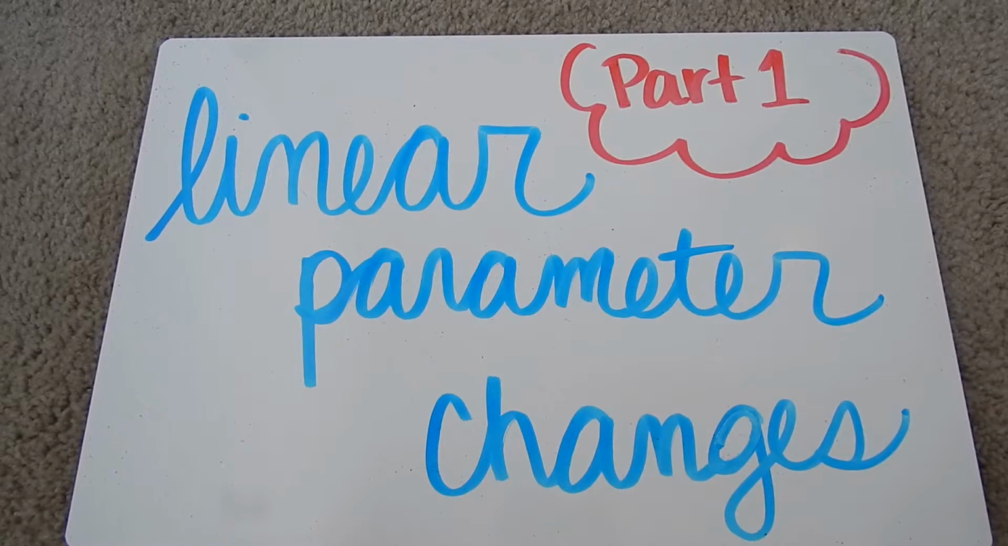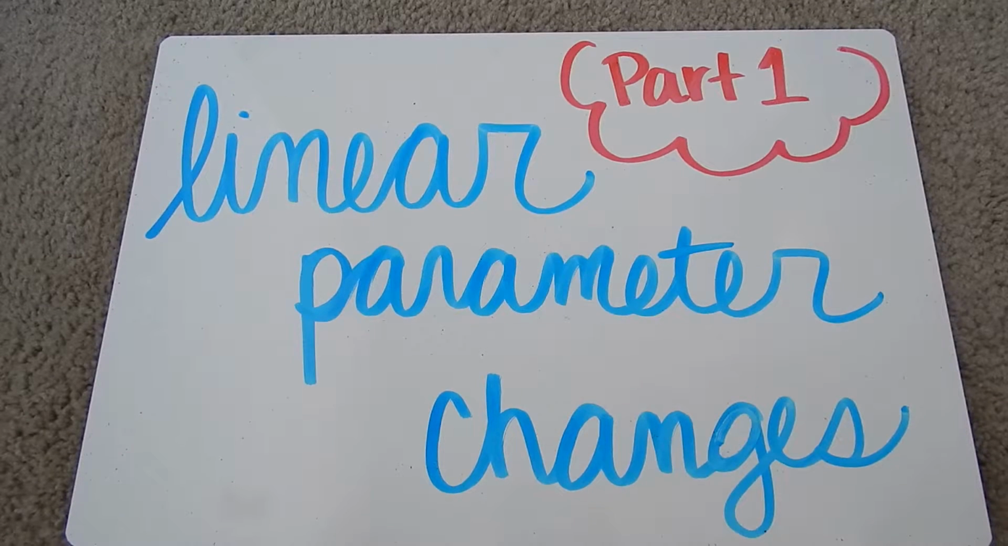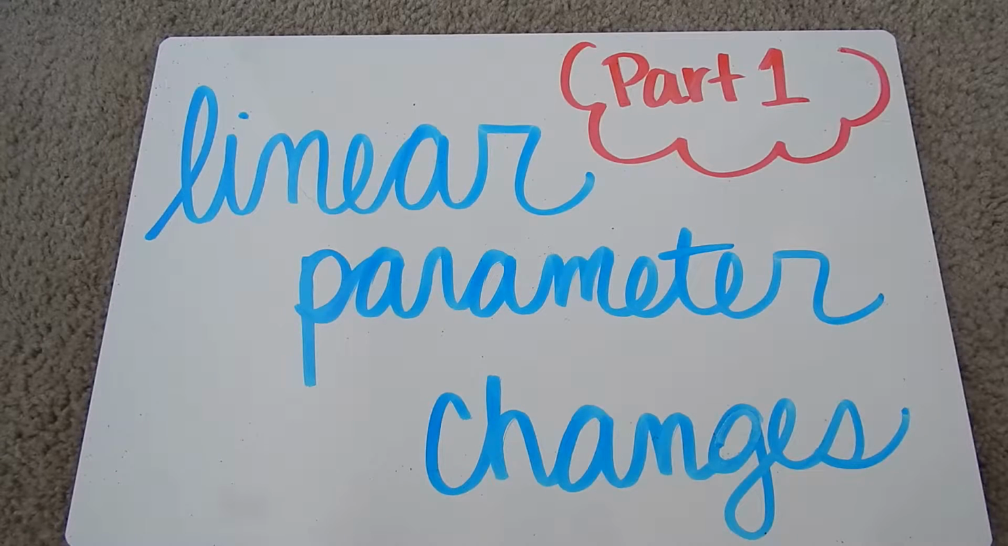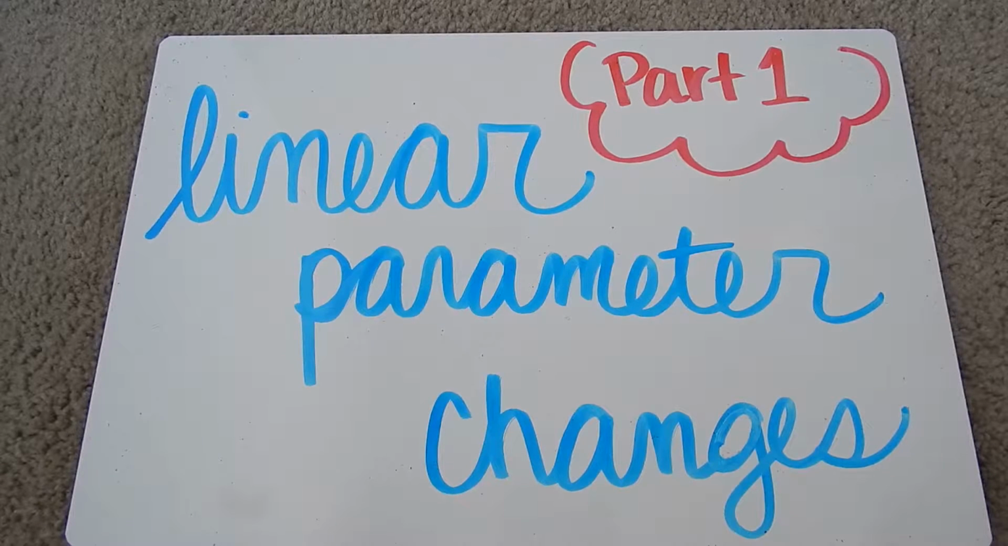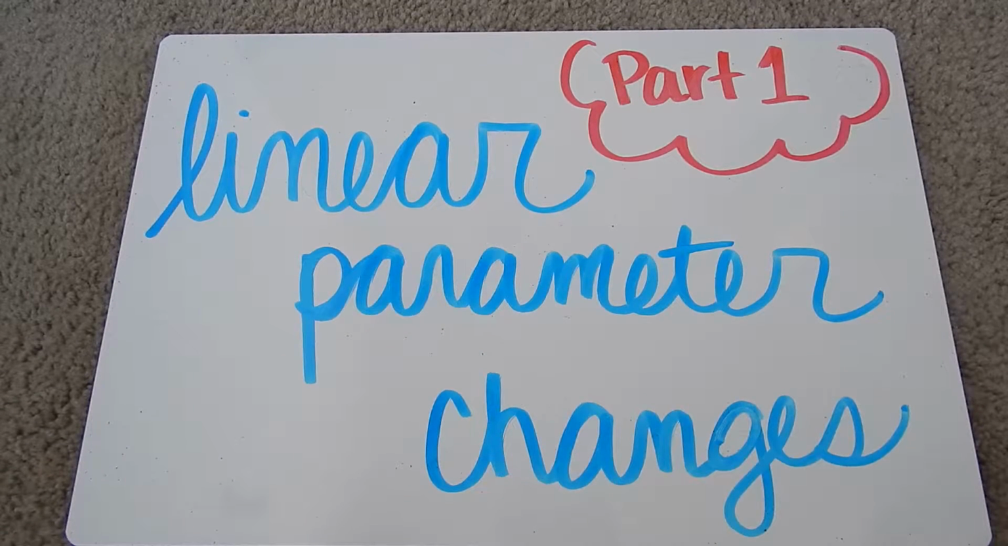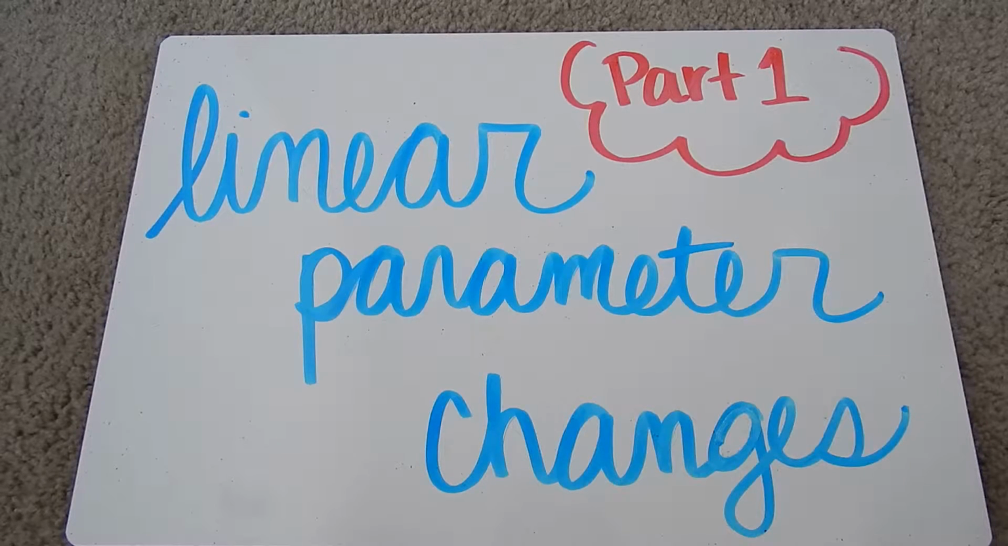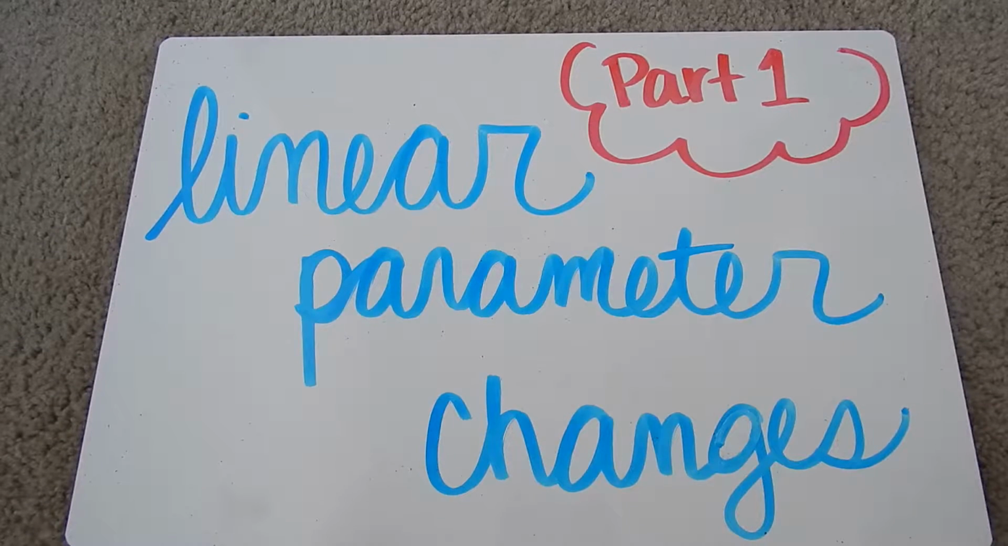Today's lesson is over linear parameter changes. Part 1. We're going to be looking at today how changing the m, the slope, and the b, the y-intercept, will affect our lines.